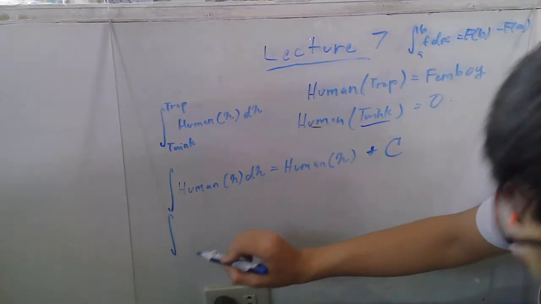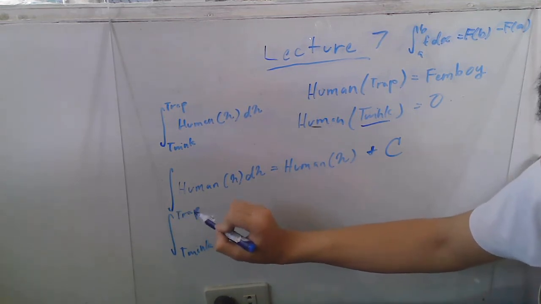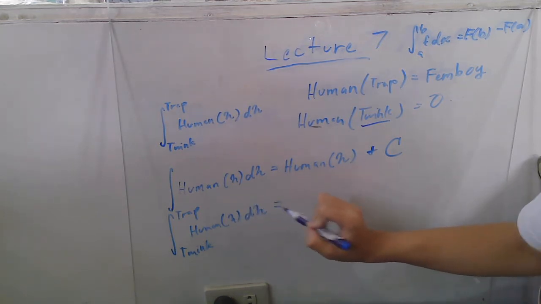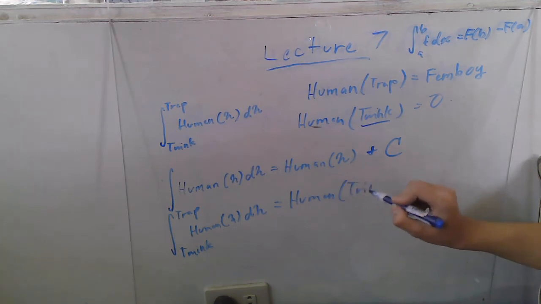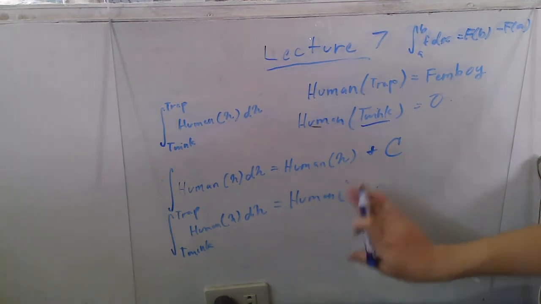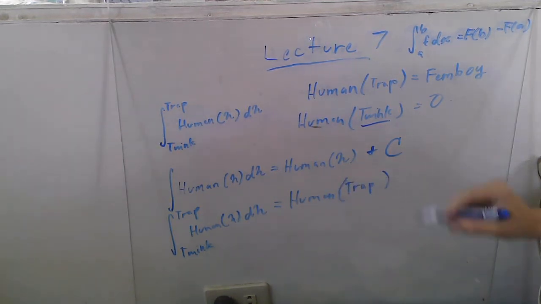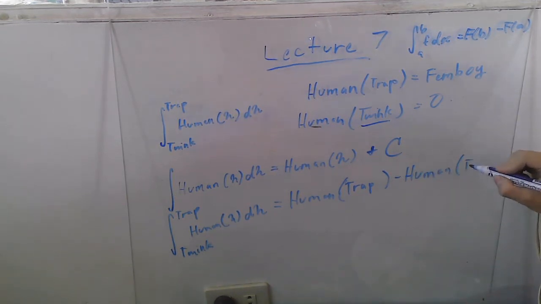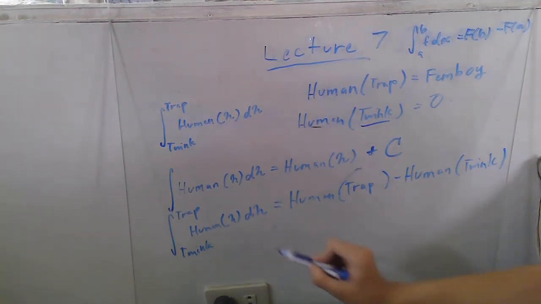So, from the trap, human of h dh is equal to human of trap first. Trap is B, twink is A, so human of trap minus human of twink. There. And as I stated a while ago, from the second fact, this vanishes to 0.